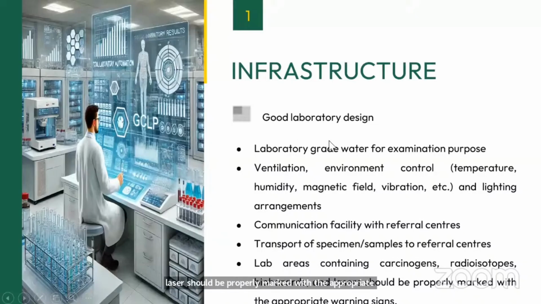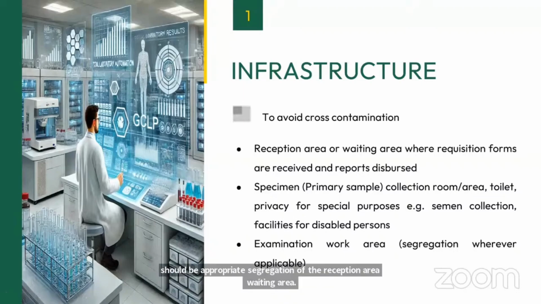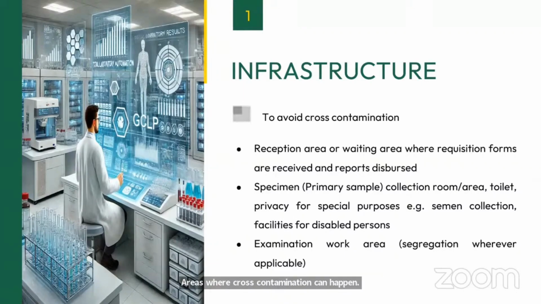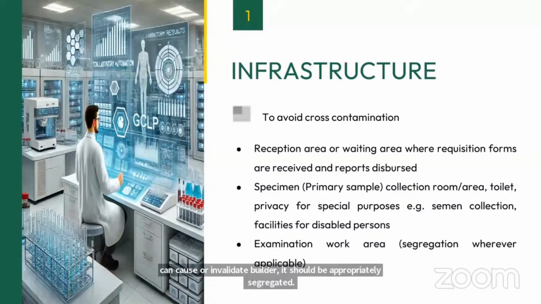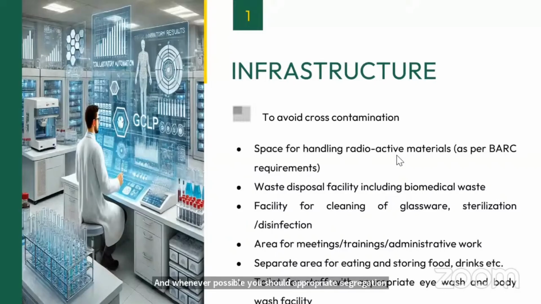There should be appropriate segregation of the reception area, the waiting area, and areas where cross-contamination can happen, such as microbiological laboratories and molecular laboratories, where contamination can invalidate the result. Whenever possible, there should be areas for handling radioactive materials, if you are doing nuclear medicine tests. You should have appropriate waste disposal facilities, biomedical waste facilities, and facilities for cleaning of glassware, sterilization and disinfection.